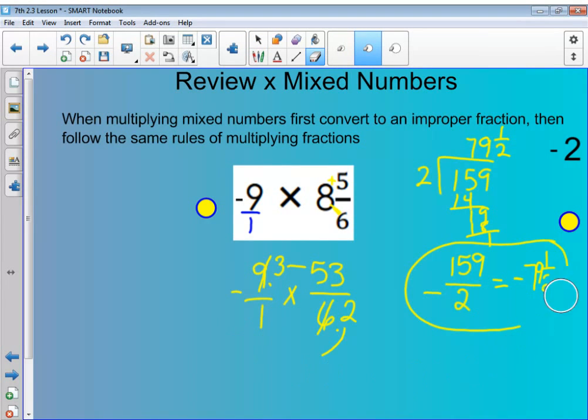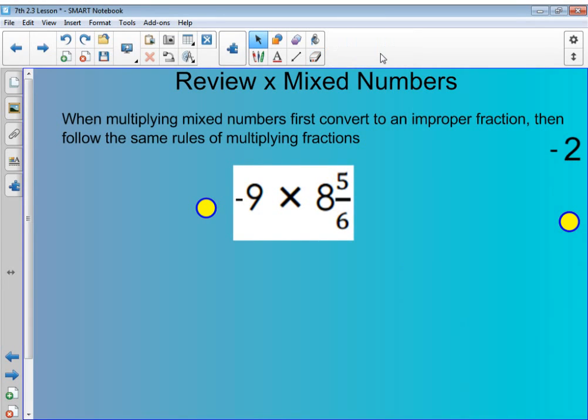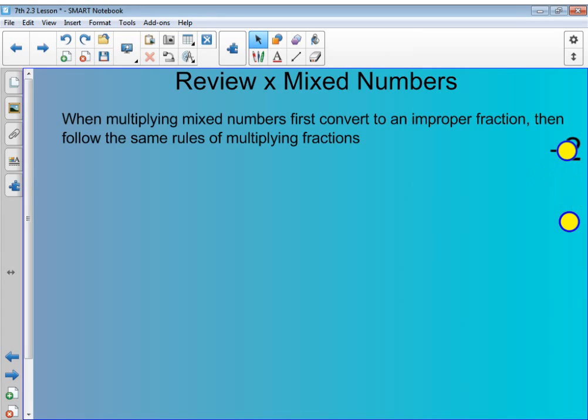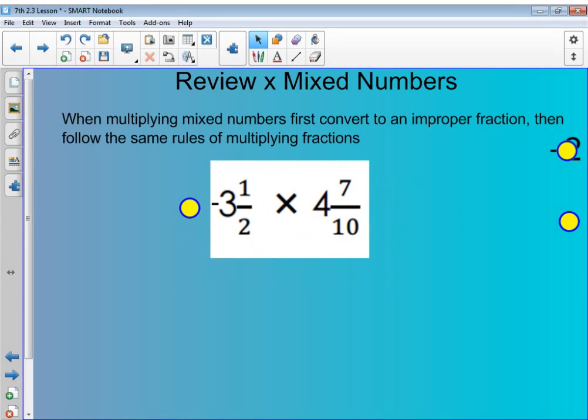Okay, so now I'm going to go ahead and give you one to do on your own. So I want you to try this one. Negative 3 and 1/2 times 4 and 7/10. Okay, so go ahead and try that one out. You can pause your video, work your way through it, and then restart your video in just a minute.